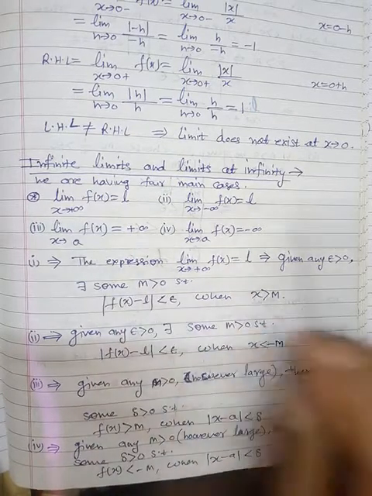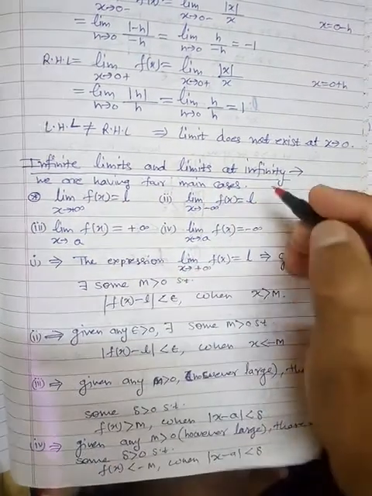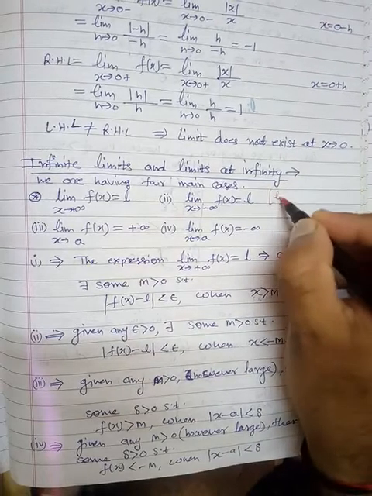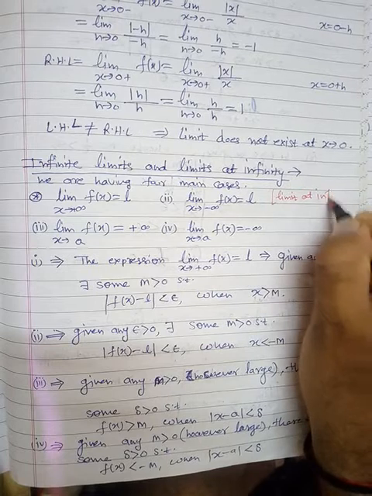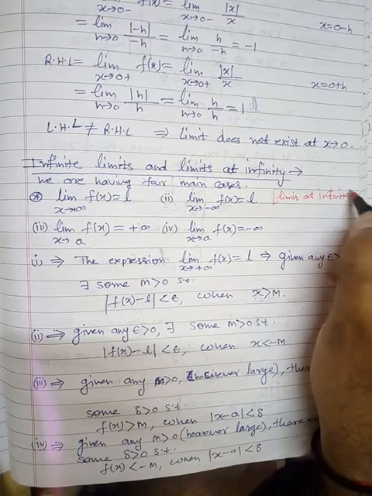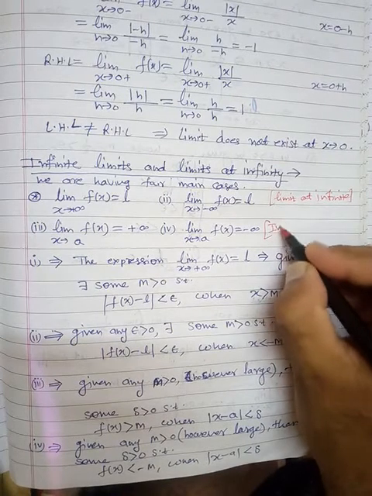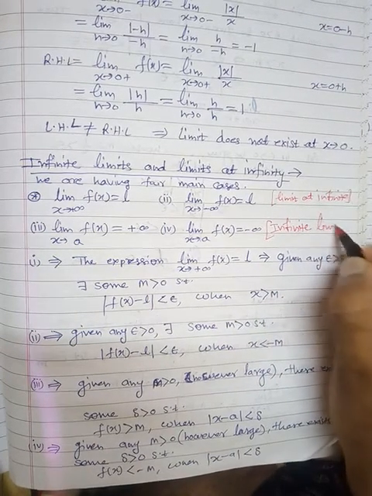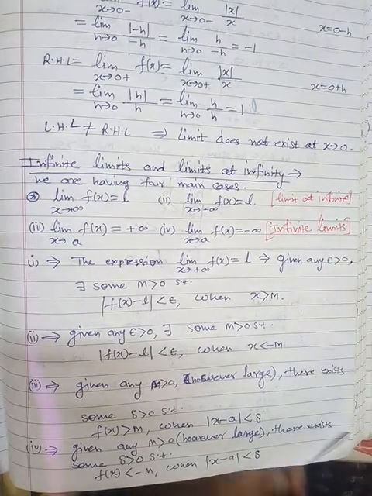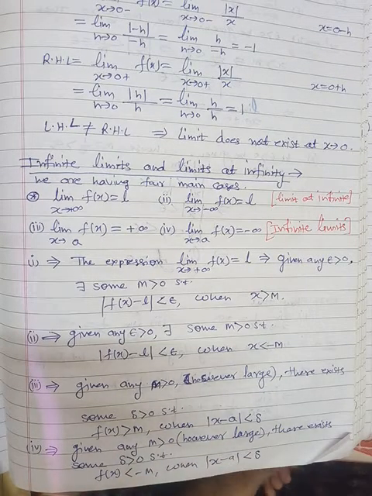So the first 2 are called limit at infinity. And the second, these 2 are called infinite limits. Fine. These are called infinite limits. So we will discuss one by one.